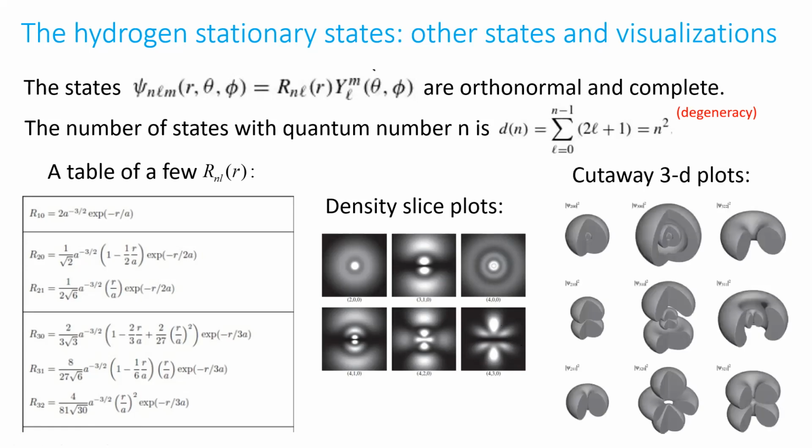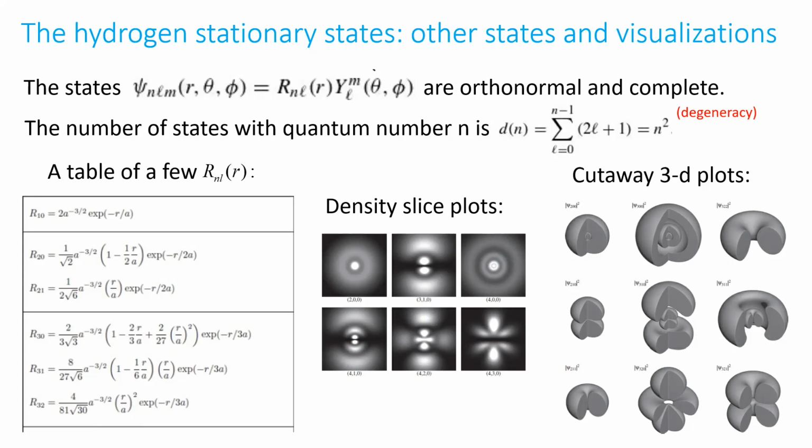Okay, and the second way you can represent these is as cutaway 3D plots, where you plot where the wave function squared is bigger than a certain cutoff value. So this would be 200, again spherically symmetric. This would be 300 with 3 concentric spheres. This would be various angular patterns as L is not equal to 0. Okay, so these are also a very nice way to visualize it.